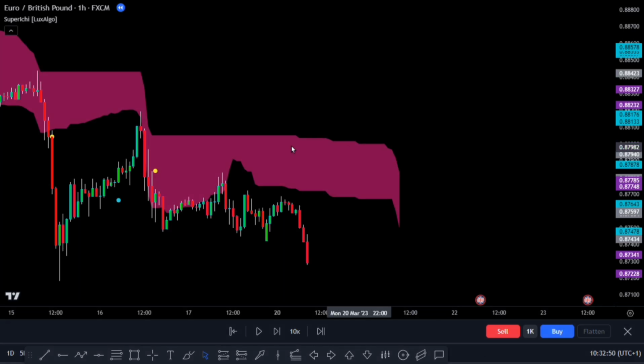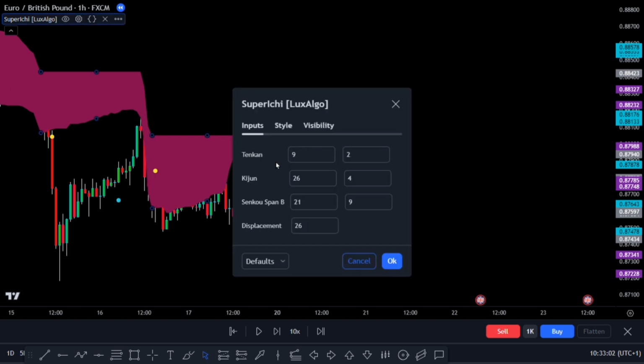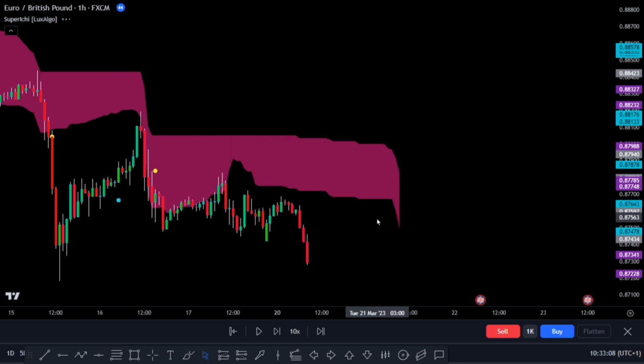The cloud doesn't predict future entries. It uses data from 26 periods ahead of the previous period. But for our strategy to work, we need to know the current price of the cloud. So, we'll change the displacement from 26 to 0. That's all we need to do for this indicator.